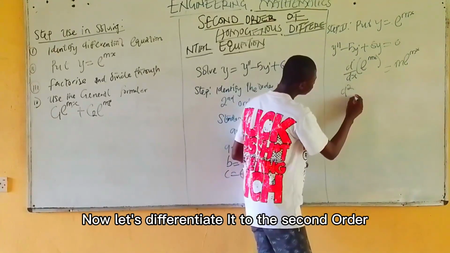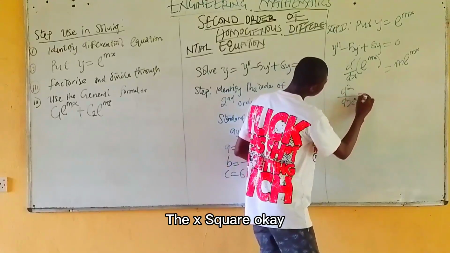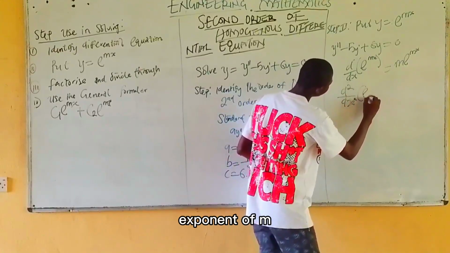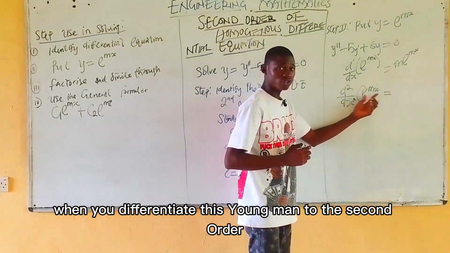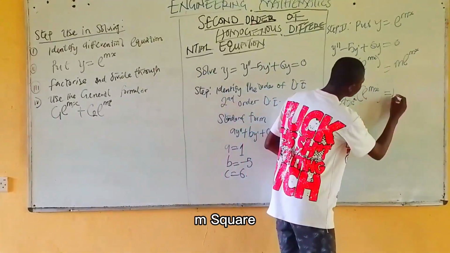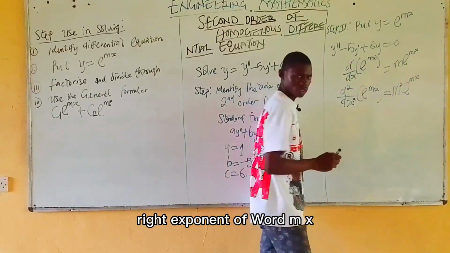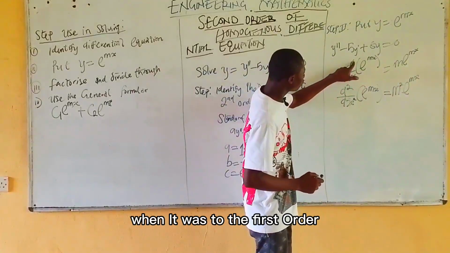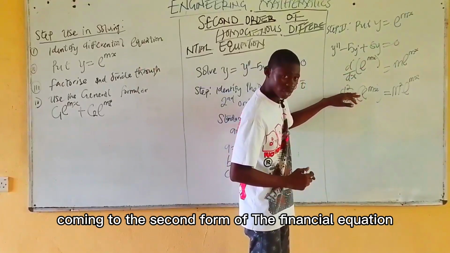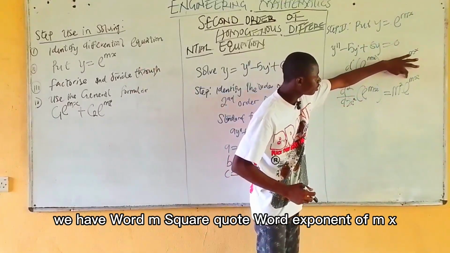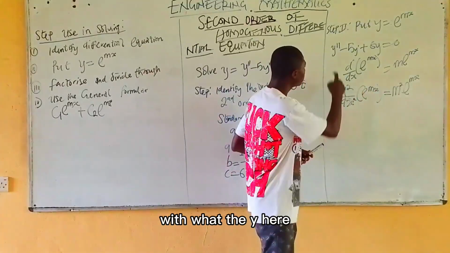Now let's differentiate it to the second order: d²/dx² of e^(mx). When you differentiate to the second order, you have m² e^(mx). Are you following now? When it was the first order, we had 1 here as the power. Coming to the second order of differentiation, we have m² e^(mx). So I'm going to replace it with the y'' here.